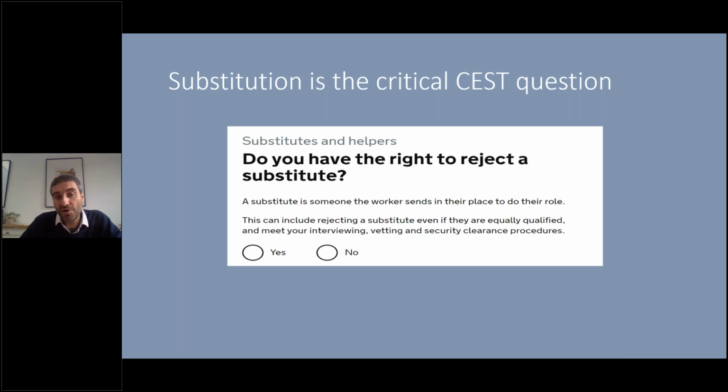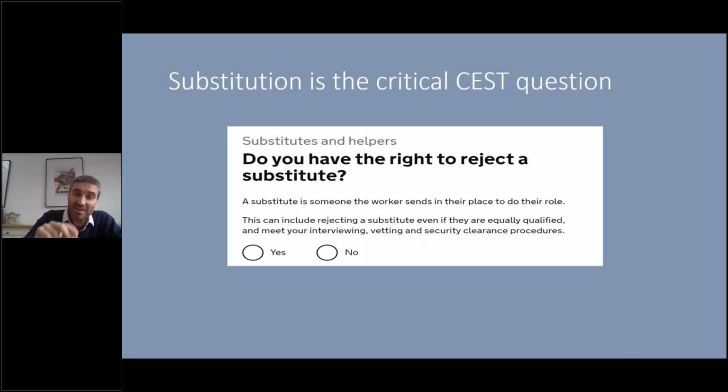So I find the wording of this wrong, and I think that it's unlikely that a client is going to understand all of this and tick no, because I think that a client is going to say, well, of course I've got a right to reject a substitute. They could send a lunatic in. Well, in fact, that means that they're not equally qualified and they don't meet our vetting procedures.